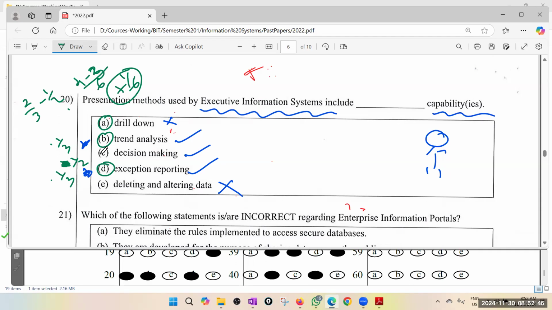Okay. Right. So anyway, it's a debatable answer. I don't know why the examiner has not taken decision making, because decision making is something that every manager does.